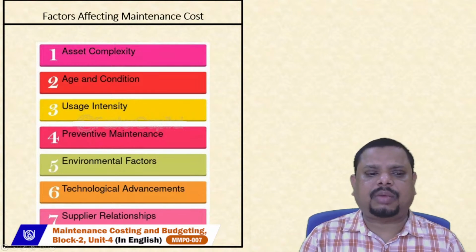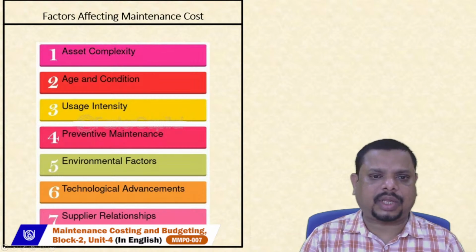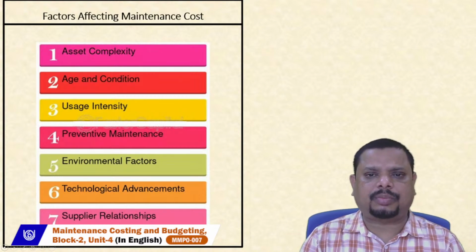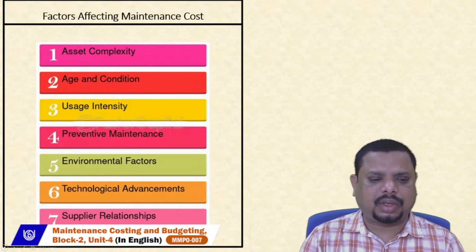The next one is environmental factors. For example, there are lots of people working in a noisy environment, or a polluted or dusty environment. Due to higher levels of dust, you have to take care of various maintenance work. Due to frequent maintenance work, that also affects the maintenance cost, especially in dusty environments. The next one is technological advancement.